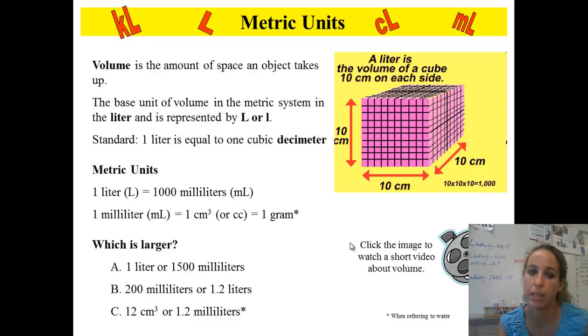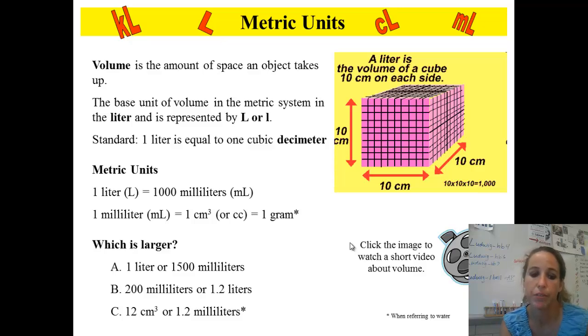Metric units, 1 liter is equal to 1,000 milliliters. 1 milliliter is equal to 1 centimeter cubed. So you might have seen cc's before, like if you've gone to the doctor and gotten medicine, or if you've been to the hospital, you might have heard them talking about cc's. I know they talk about it on some of those Grey's Anatomy shows, things like that. That's just how they measure some medications, but this is the same thing as the milliliter. It's also equal to a gram if you're talking about water.